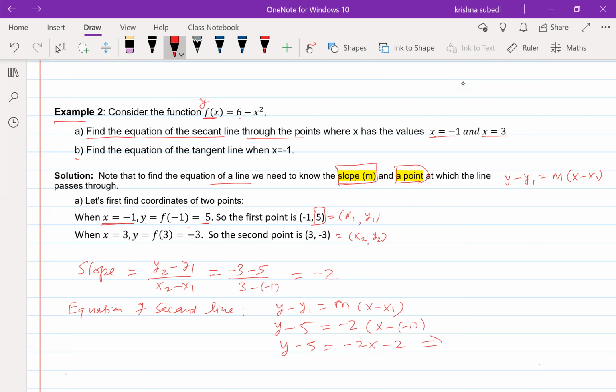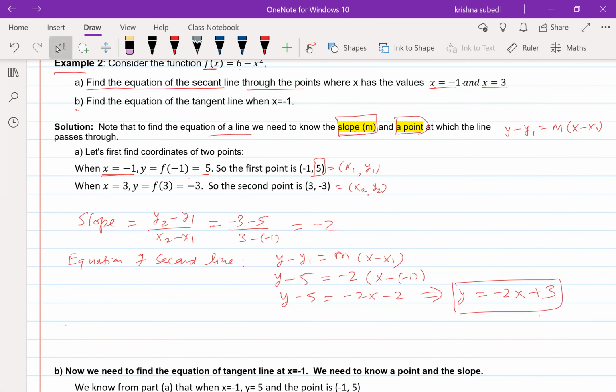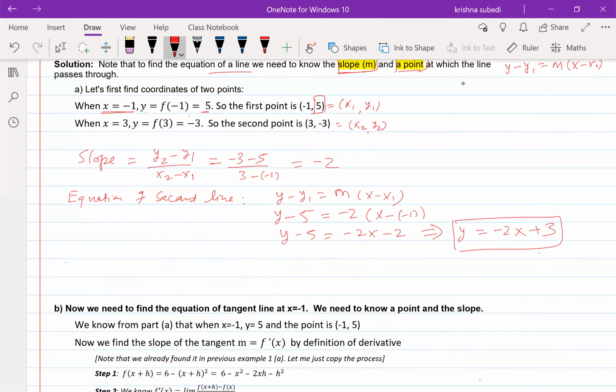So this gives me y equals, if you simplify it, you're going to get 2x plus 3. So this is your equation of the secant line passing through x equals -1 and x equals 3. Now part B, we need to find the equation of the tangent line at x equals -1.